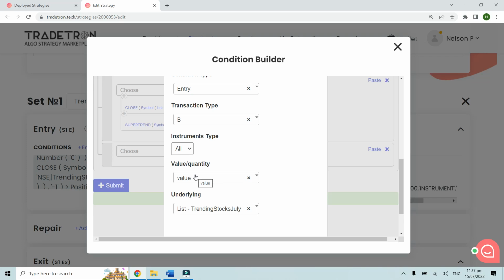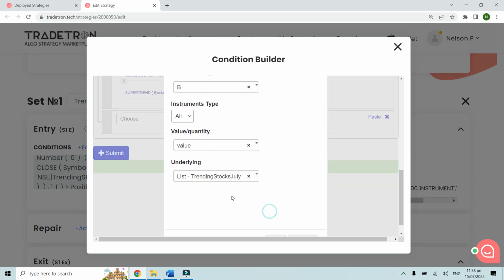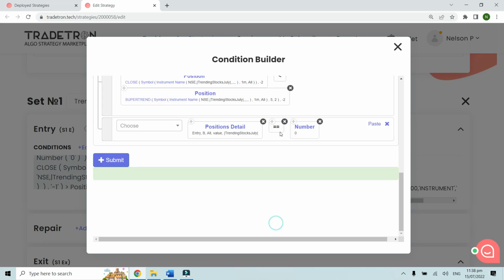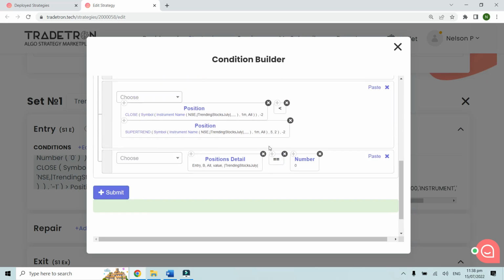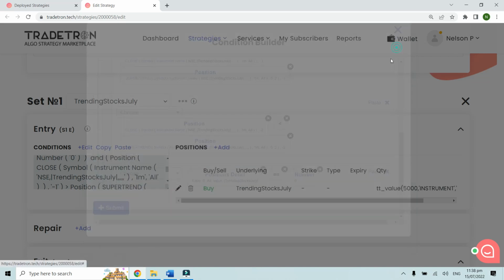This example is for value. So we will select value, and this is the list that we have created, and we have selected that as the underlying. That is the list, and it is equal to number 0. What this will do is restrict the entry of all the stocks in this particular list to only once on the buy side. All right, and now let's go to the position builder.